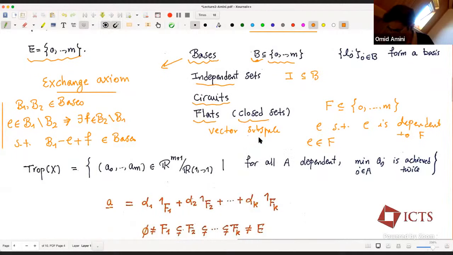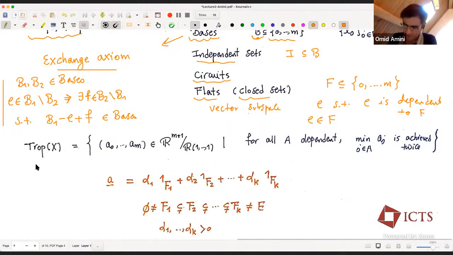First of all, the fundamental theorem, the theorem of Ardila-Klivans, tells you that the tropicalization of X is exactly the set of all vectors (a0, ..., an) such that every time you see a dependent set, the minimum of the a_j over it is achieved at least twice.